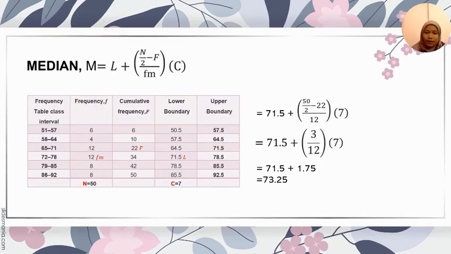Okay, to calculate the median, you just need to use this formula for grouped data. In the table, you need to identify the values of N, FF, F, L, and C. After you identify them, you need to enter the values in the formula of the median. So the value of the median we have is 73.25.